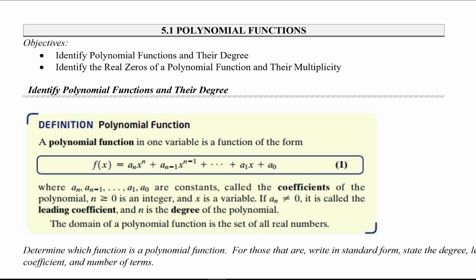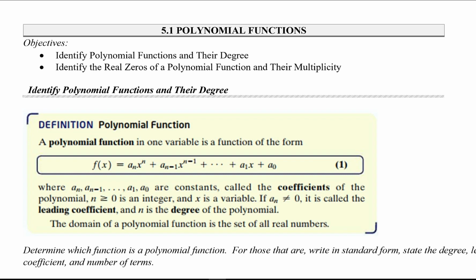Hi, this is the section on 5.1 polynomial functions. Our objectives are going to be to identify polynomial functions and their degree, and identify the real zeros of a polynomial function and their multiplicity. Let's start off with the definition of a polynomial function.